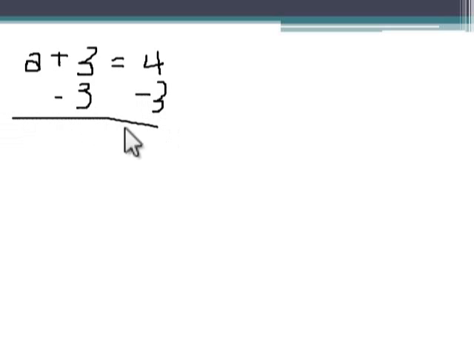If we had a plus 3 equals 4, you would know what a is. But the way we would solve it, remember, is using inverse operation, on both sides of your equation. So our a has a plus 3. To invert that, we would do minus 3. And we would do that on both sides of our equation to find out that a equals 1.